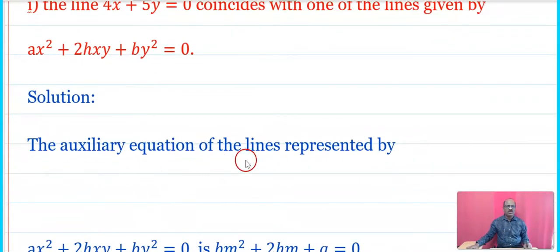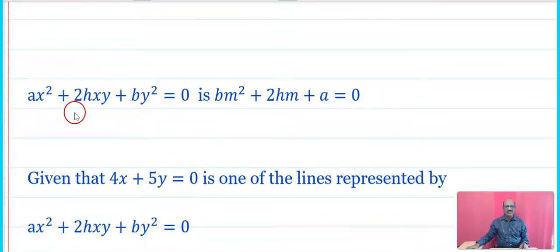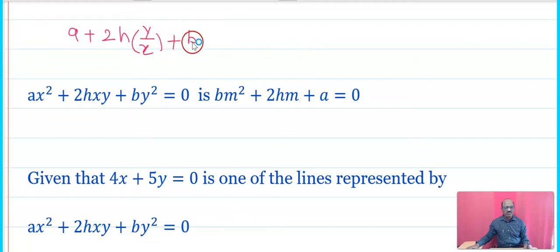The auxiliary equation of the lines represented by ax square plus 2hxy plus by square is equal to 0 is obtained by dividing the whole equation by x square. Then we get a plus 2h y upon x plus b into (y upon x) whole square is equal to 0. Y upon x is m, therefore this is bm square plus 2hm plus a is equal to 0.